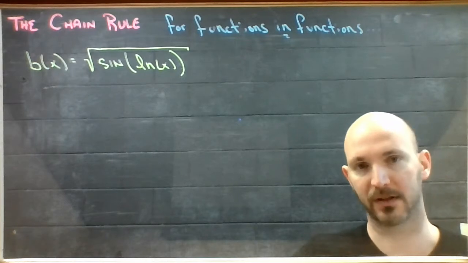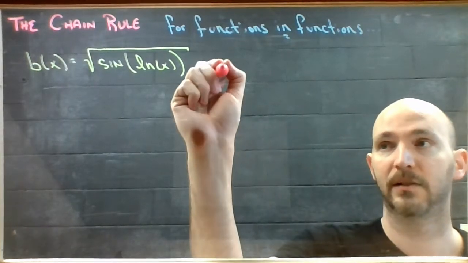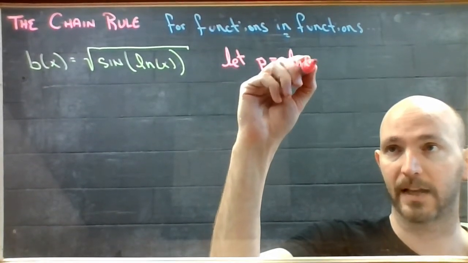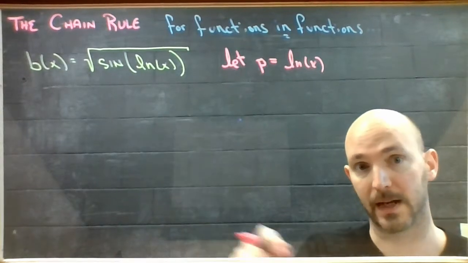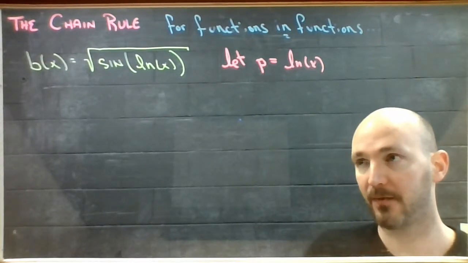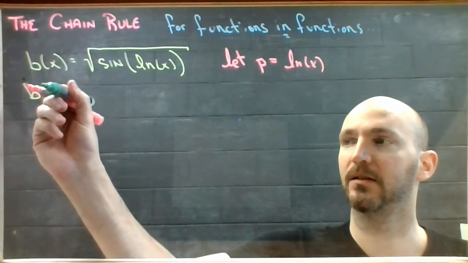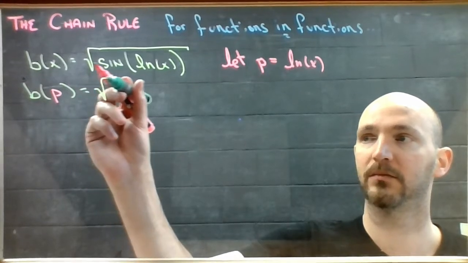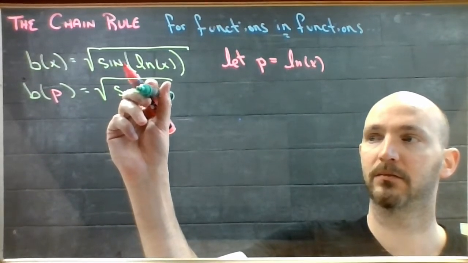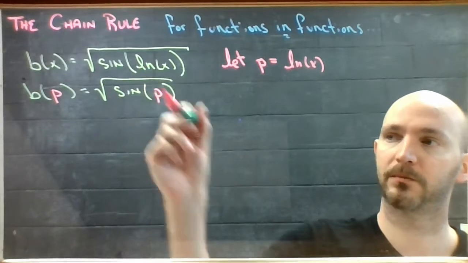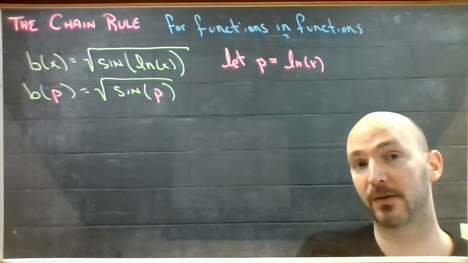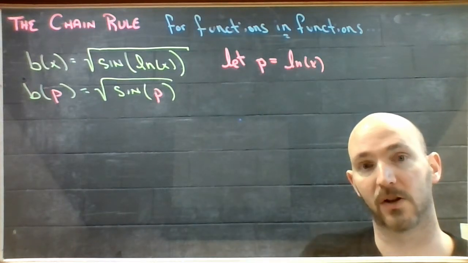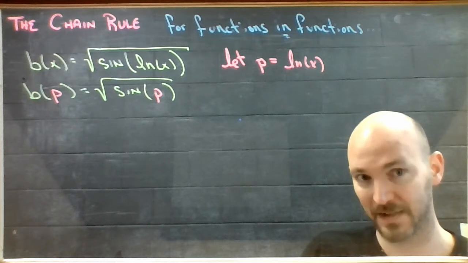So the first thing I'm going to do is I'm going to let p replace the ln of x. I'm going to get rid of that. Well, what I'll have then is b no longer as a function of x. I'll have b as a function of p. And you're allowed to do that in math. You can replace something with something else as long as you make notes about what you've done along the side so that you don't miss that information.